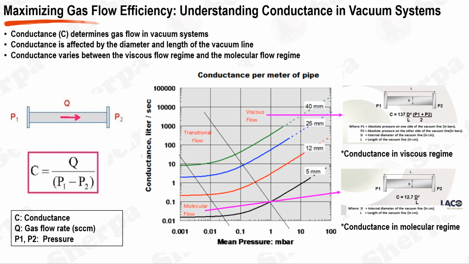In the context of vacuum systems, conductance determines the flow rate, throughput, Q, between two pressure points, P1 and P2. It depends on the characteristics of gas flow, whether it is in the viscous flow regime or the molecular flow regime. In the viscous flow regime, conductance is primarily determined by the physical properties of the gas, such as viscosity. As pressure decreases, the conductance increases, allowing for a higher flow rate. In the molecular flow regime, conductance is influenced by the geometry of the vacuum line. The conductance is proportional to the diameter of the line and inversely proportional to its length. Understanding conductance is crucial for optimizing gas flow and achieving efficient vacuum performance in semiconductor processes.